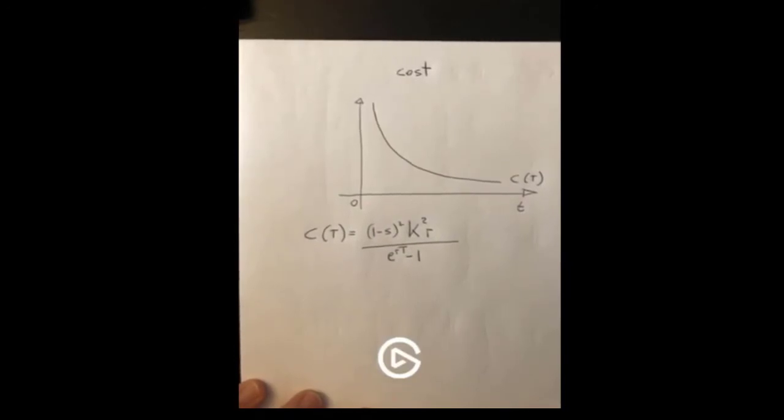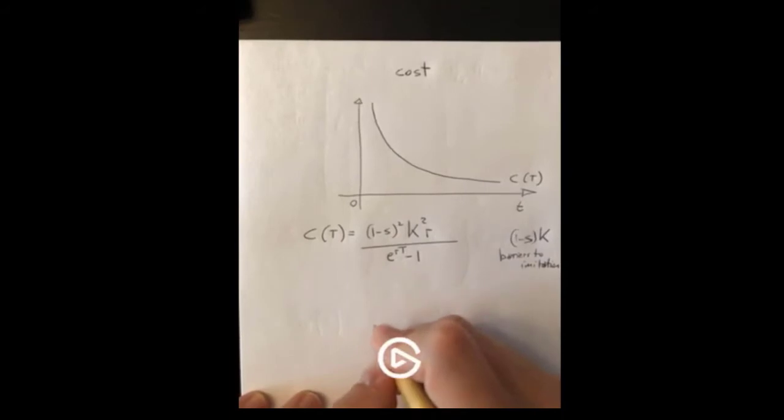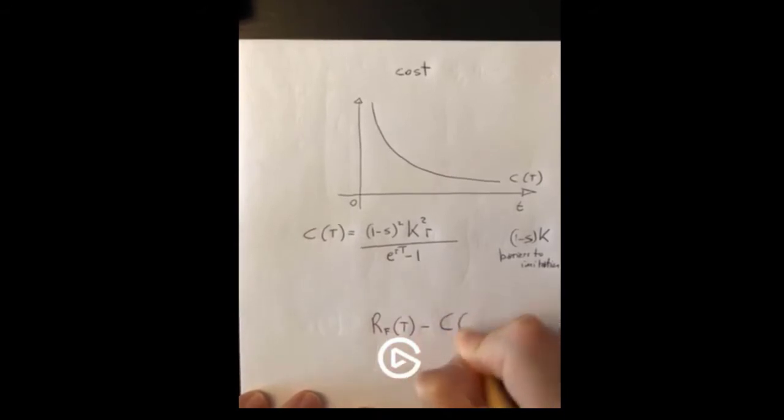Okay, so these are the parameters. The product (1 minus S) times K is essentially a proxy for what are called the barriers to imitation that are making it hard to copy the resource and capability. So at the end of the day, the total profit for the follower is equal to the difference between R(T) minus C(T).